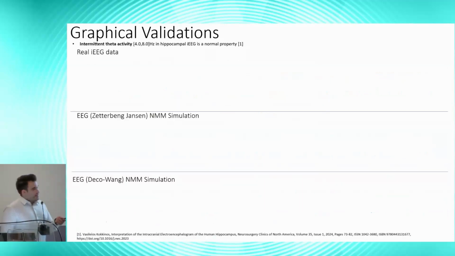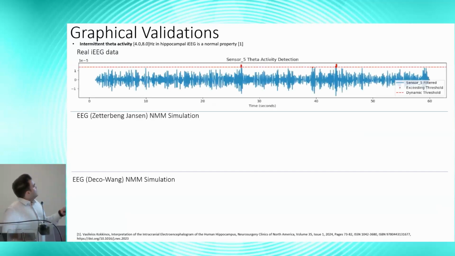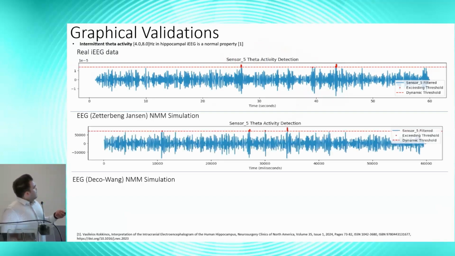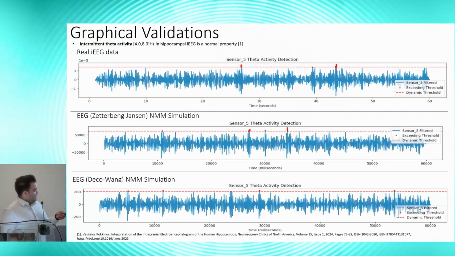And we have the same expected behavior in hippocampal EEG for theta activity. That theta activity band frequency is between 4 and 8 hertz. So for the real data set, we can see some of the spikes for theta. We can see the same behavior for both simulations.